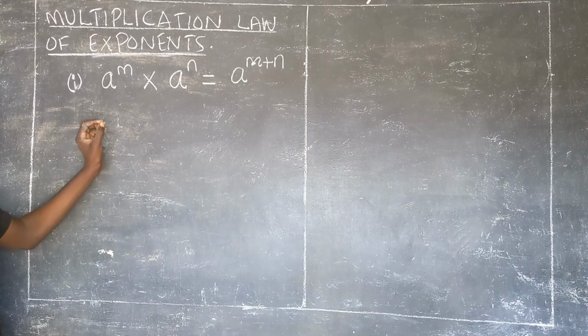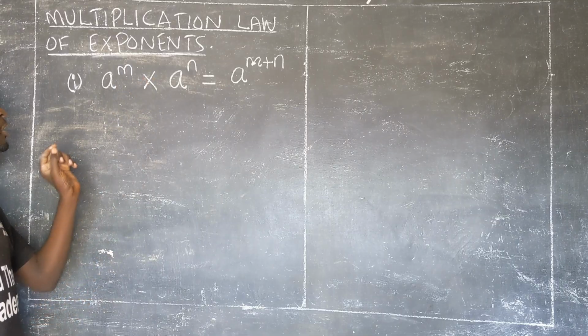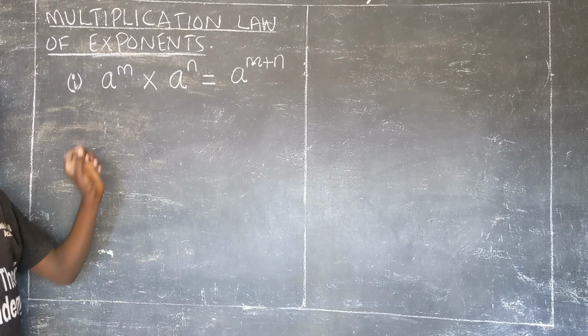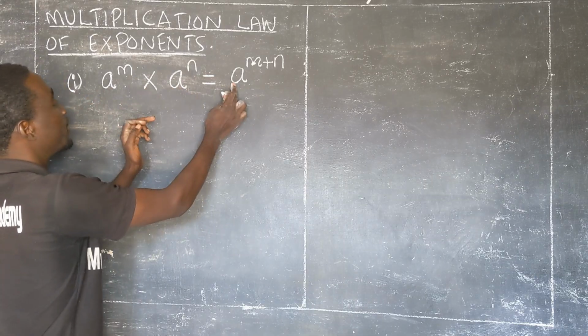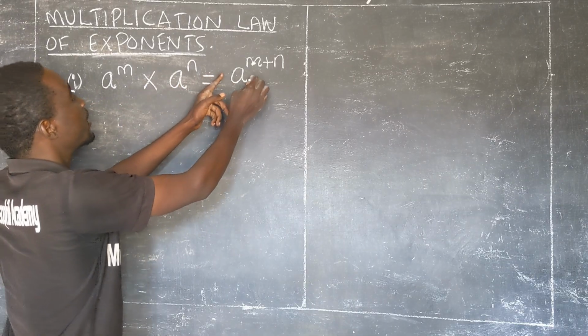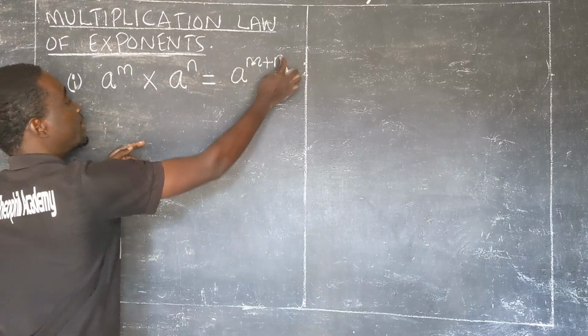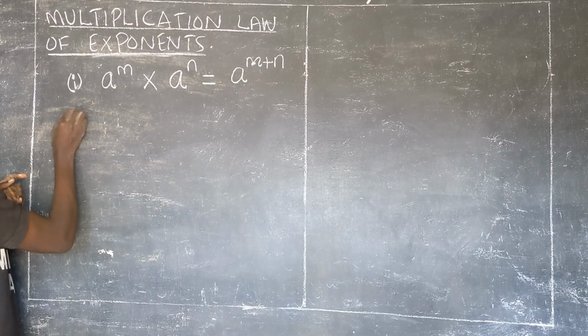This means that if you have exponential numbers which are multiplied by each other and have the same bases, you just take one base, and the exponents are added. Case 2.